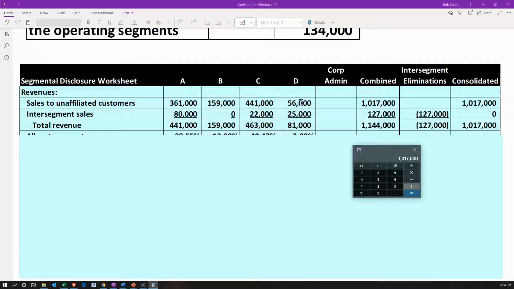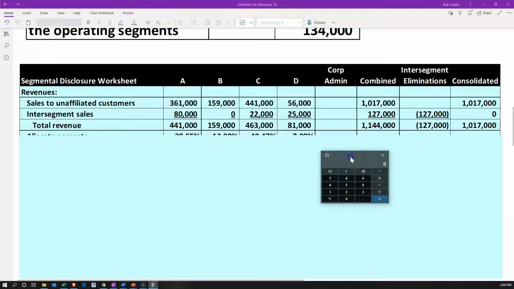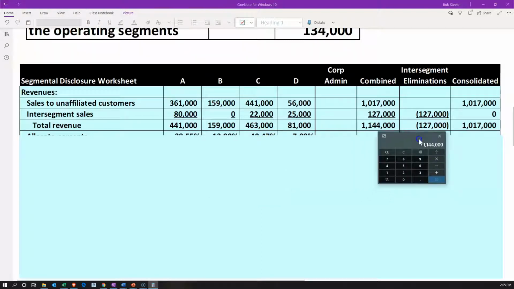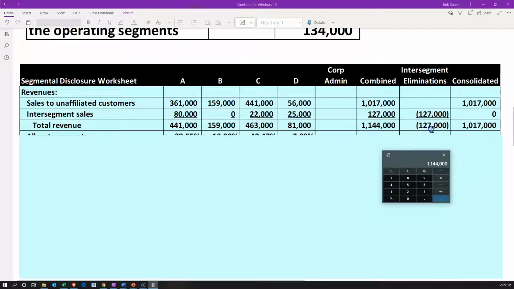1,017,000 plus the 114,000. That would give us, then let's do that one more time, 1,017,000 plus the 127,000. And that gives us the 1,144,000. That would also be the same number if we added these three numbers up. So the 441,000 plus the 159,000 plus the 463,000 plus the 81,000 is the 1,144,000. Then we had this subtraction. So we had this subtraction happening here.